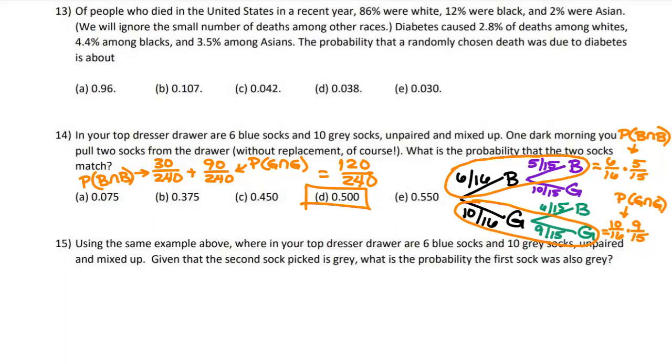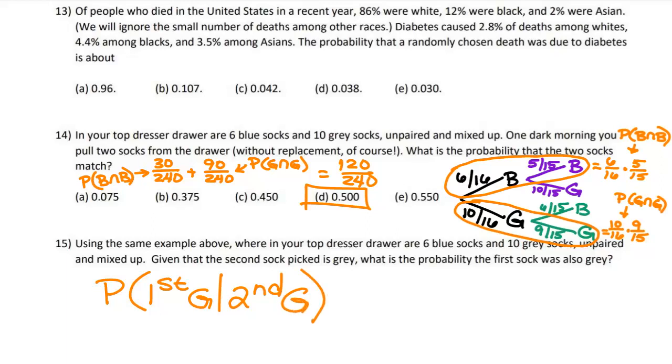Using the example above, where in your dresser drawer there are 6 blue socks and 10 gray socks unpaired and mixed up. Given that the second sock picked is gray, what's the probability that the first sock was also gray? So the probability that first was gray, given that second was gray.